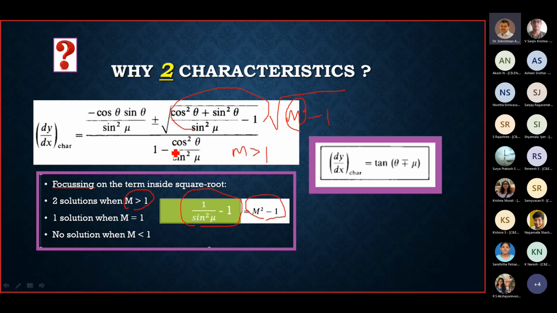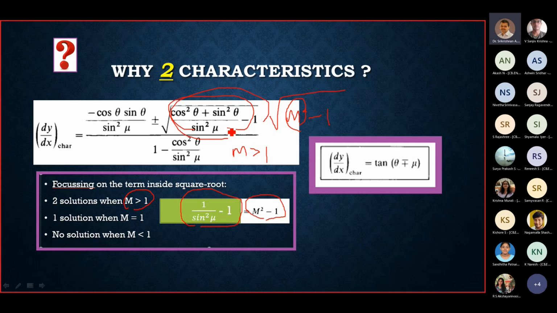Now when M equals 1, it's a limiting point. You can have one value, which just corresponds to a sonic flow. So when M equals 1, you will have only one value because whatever you have inside the root will be 0. And for M less than 1, the square root of M squared minus 1 gives no real solution, as it is negative. So that's the reason why in subsonic flow you don't have anything like characteristics.